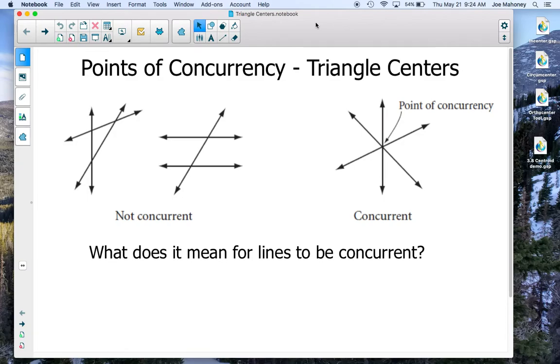So in this video, we're going to start by talking about what we call points of concurrency. I like to call them triangle centers because circles have a center, but does a triangle have a center? So we're going to begin with what it means for lines to be concurrent.